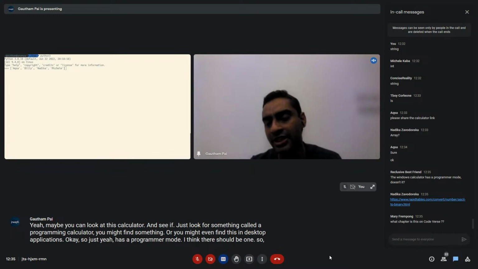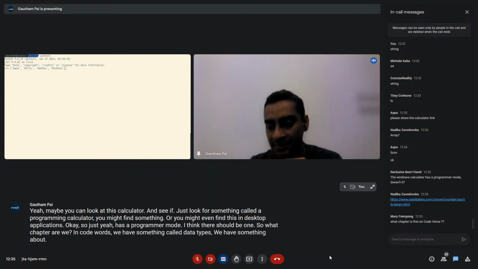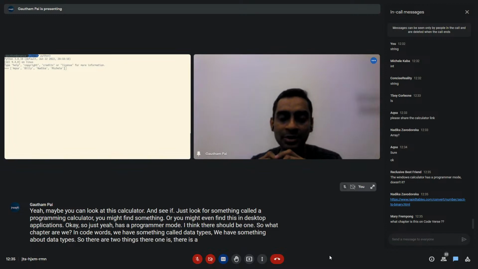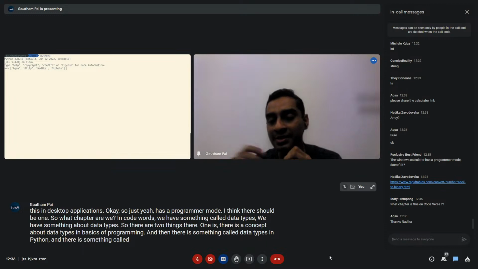So what chapter are we in Codeverse? We have something called data types. So there are two things there. One is a concept about data types in basics of programming, and then there is something called data types in Python, and there is something called collections in Python. So you can start looking at all those.